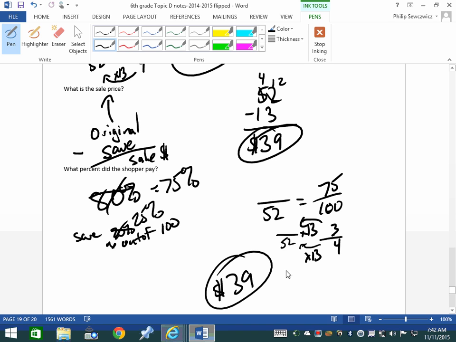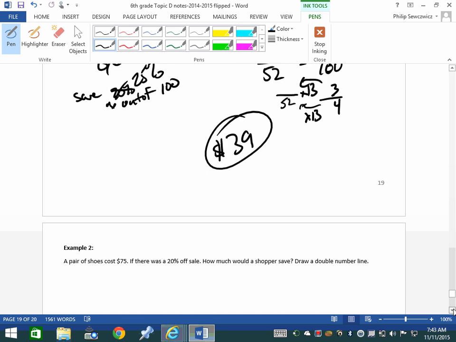So the nice thing about this problem is I didn't have to do the whole original price minus the saving price, because I knew I was paying the 75% of it. So we're going to stay with this particular method, simply because I want you to understand what sale price is and where your discount is at. But this one actually gets it done in one step. It's another way of looking at it.